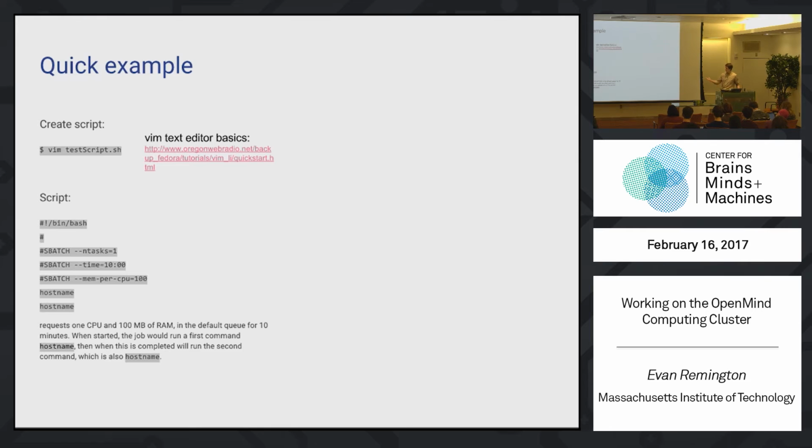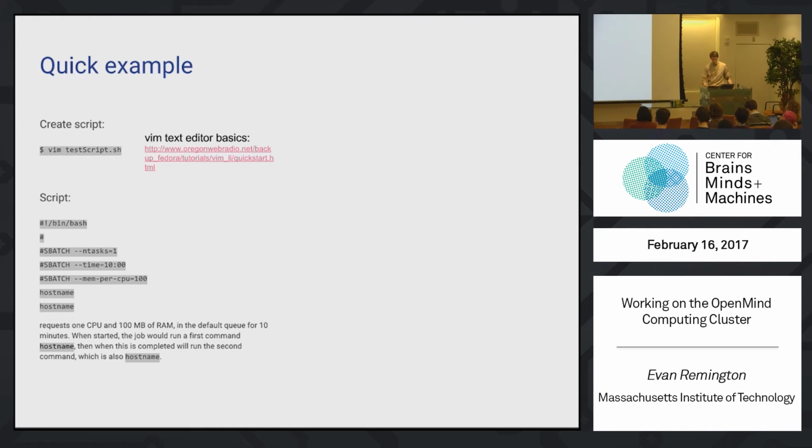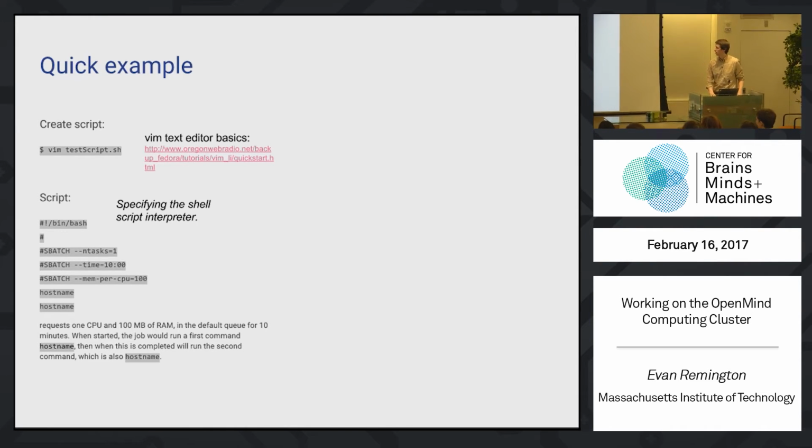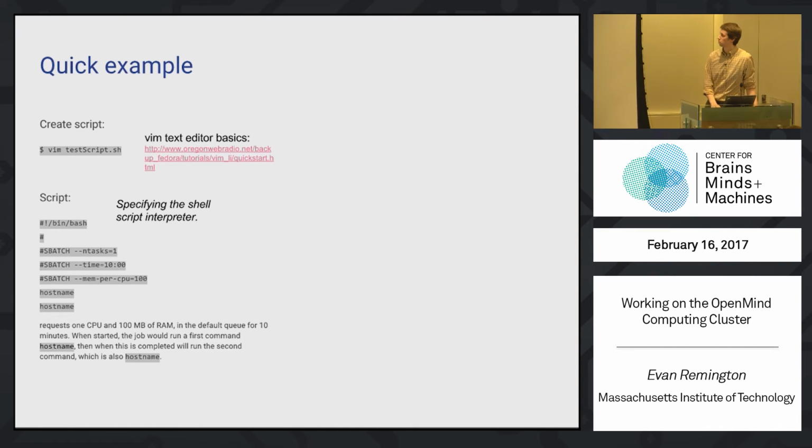So this is the script. It's very short. The first line here is specifying to the sbatch command the shell script interpreter. This will just go at the beginning of every script. It doesn't have to be bash. You can use different interpreters, but this is a common one.